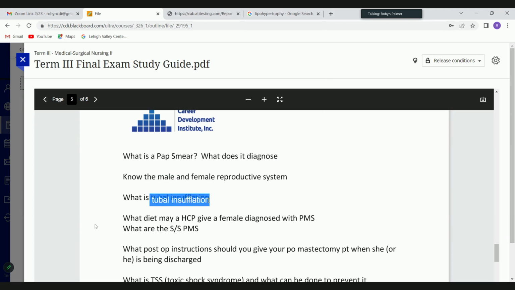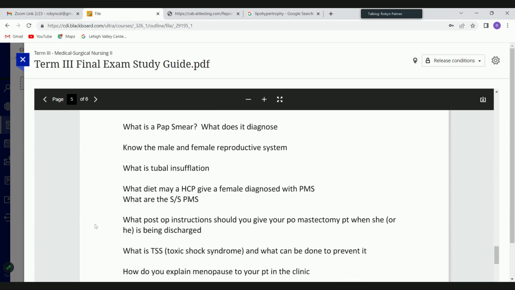What does tubal insufflation mean? What test is tubal insufflation? We blow air into the tubes. Like if you go to a nice restaurant and they bring you a souffle. Basically for the fallopian tubes. So we blow up the tubes so we can look at them.